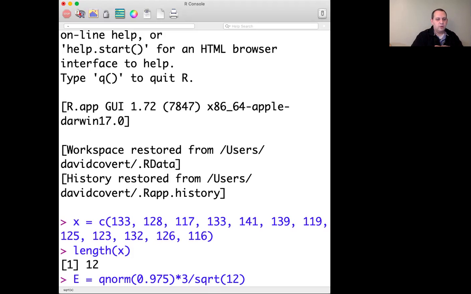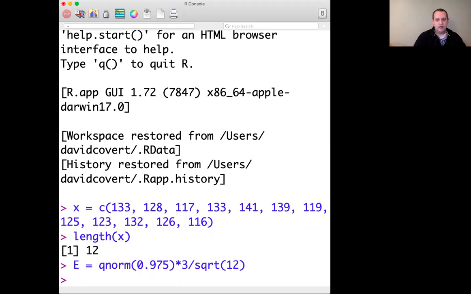The qnorm of 0.975, remember what's happening is that z sub alpha over 2 is the cutoff where the area of the region to the right of it is alpha over 2. If our alpha is 0.05, then alpha over 2 is 0.025. So that means we're looking for the place where the cumulative probability is 0.975. All that together gives us our error E, and I like to just call that E for error.